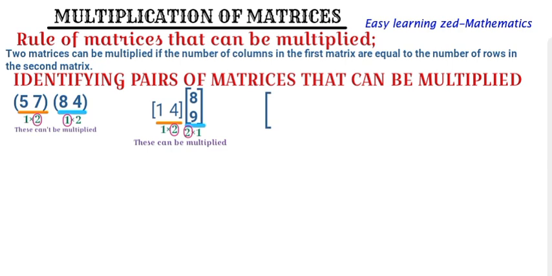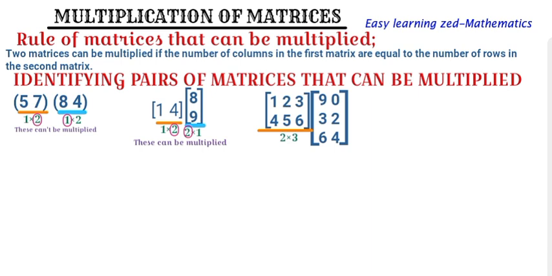Let's look at this example. Those are the two matrices we need to multiply. Now let's look at the order of the first matrix, the one I've underlined in orange. What is the order of that matrix? As you can see, it has 2 rows and 3 columns, so the order will be 2 by 3. Let's come to this one, underlined in blue. What is the order of this matrix? It has 3 rows and 2 columns, so the order will be 3 by 2.